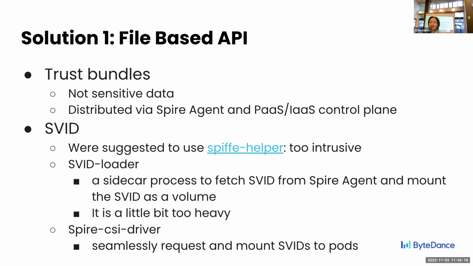Therefore, we developed a new idea called the Spire CSI driver. This one uses the delegated identity API of SPIFFE, and also takes advantage of the features of the CSI driver. So when the pod is brought up, it can just fetch the SVID from its mounted volume, which was provisioned by this Spire CSI driver. We proposed this idea to the SPIFFE community, and we are glad they agreed with our design. We've already done the development, but we haven't open sourced it yet. But hopefully, we can in the near future.